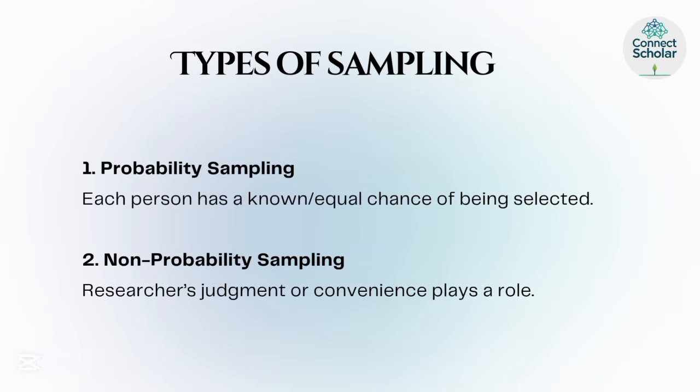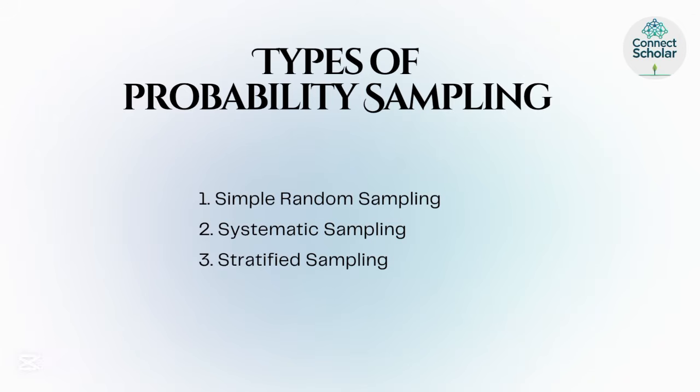Let's learn the two types of sampling techniques. First is probability sampling and the second one is non-probability sampling. Both of these sampling techniques have further subtypes which we are going to cover in today's video. Let's understand the types of probability sampling. The first one is simple random sampling. The second one is systematic sampling. And the third one is stratified sampling.